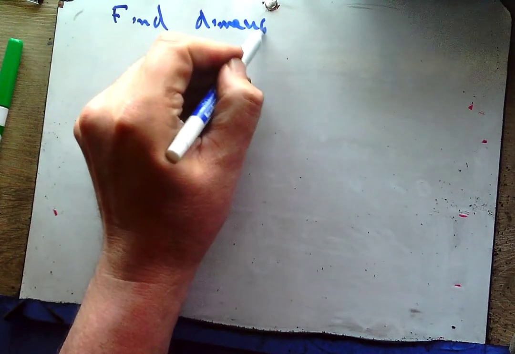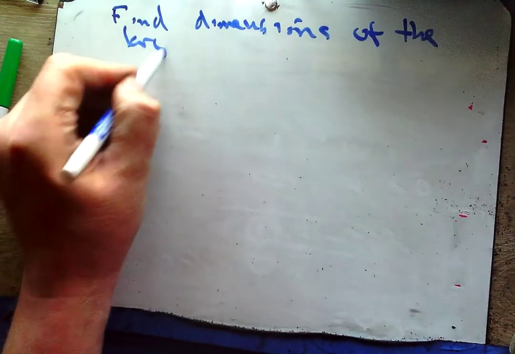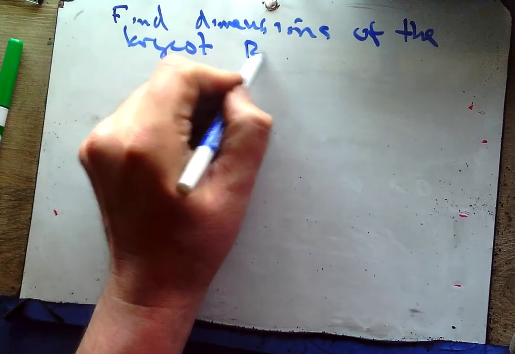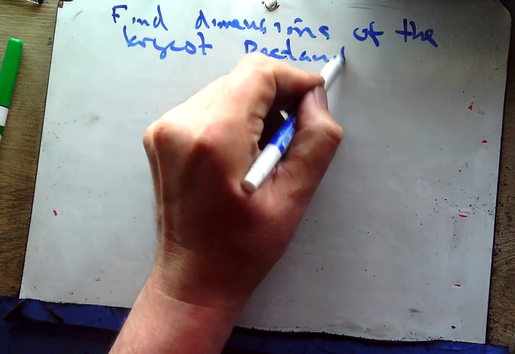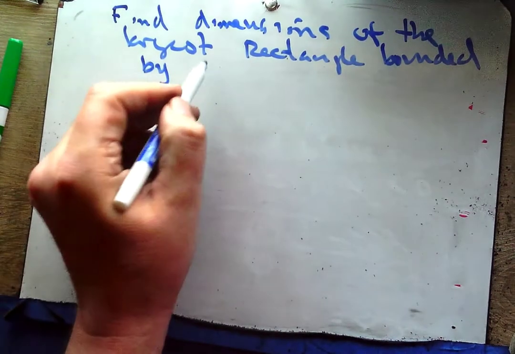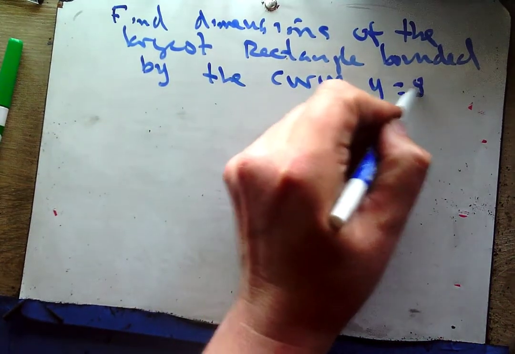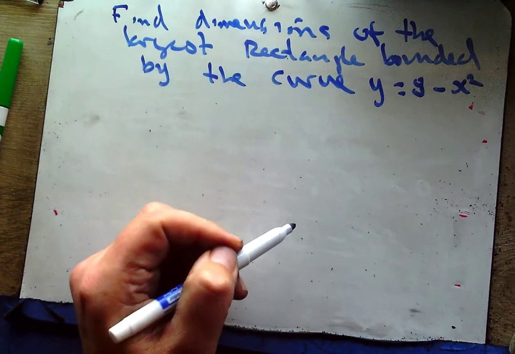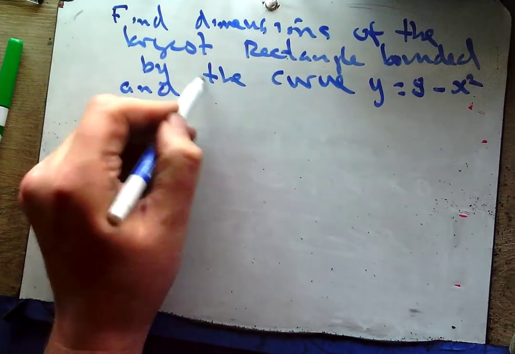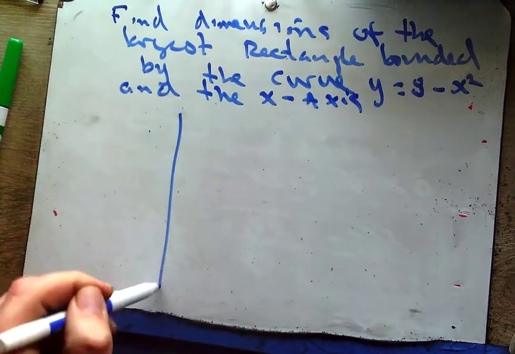Okay, number 8. Find the dimensions of the largest rectangle bounded by the curve y equals 8 minus x squared and the x-axis. So let's think about what's going on here.